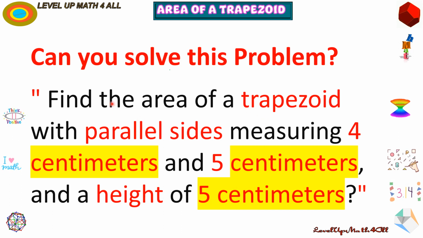So you know the formula, A plus B by 2 times height. So it should be 4 plus 5 by 2, that's 9 by 2, that's 4.5 times 5. Let's do the math and you will get the answer. The answer should be in square centimeters.